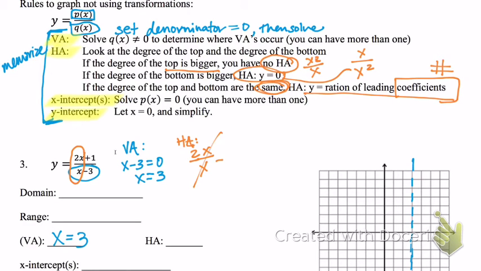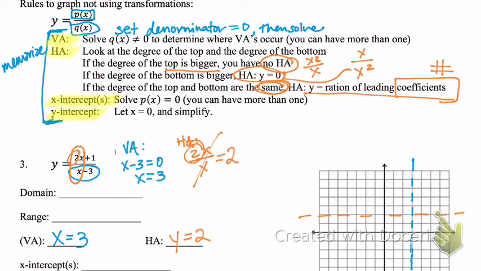The x's will cancel, and that just leaves me with a 2. So my horizontal asymptote would be at y equals 2. So I'm going to put a dashed line here. From that, I can now solve for my domain and range.